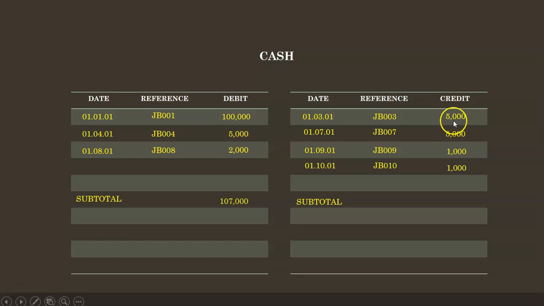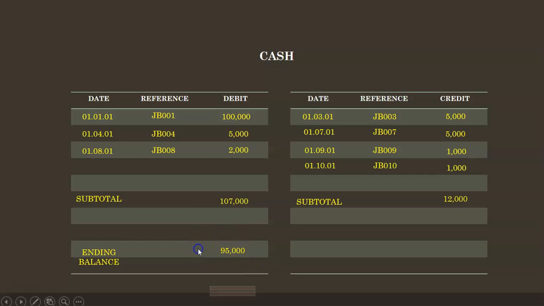Next, ito naman credit side. 5 plus 5, 10 plus 1, 11 plus 1, 12. I am correct again. Then, after getting the total of debit and credit, we will now subtract to get the ending balance. 107 minus 12. That is 95. Okay, so 95,000 is your cash ending balance.